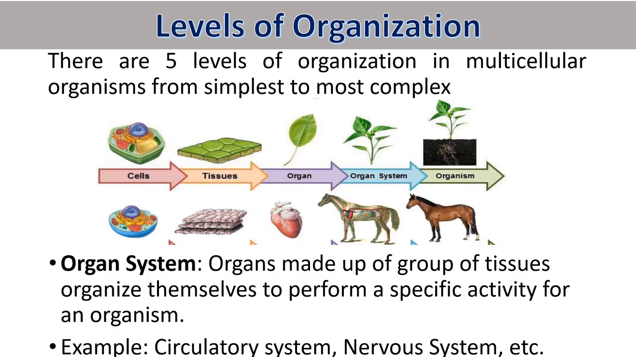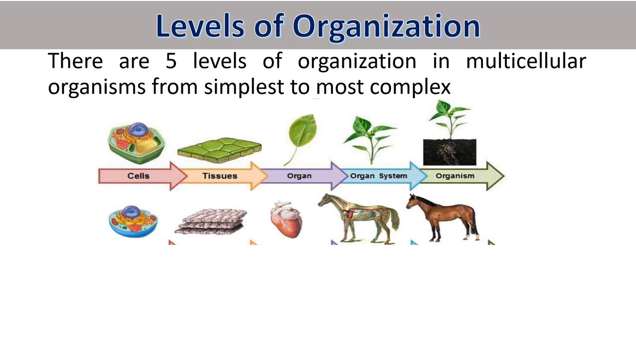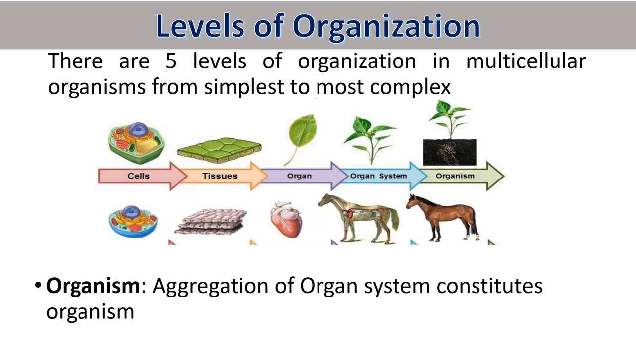Organ system level. The organs made up of groups of tissues organize themselves to perform a specific activity for an organism. Different types of organ systems in our body are the circulatory system, nervous system, etc. Organism. Different organ systems together form an organism. An organism is a recognizable, self-contained individual.